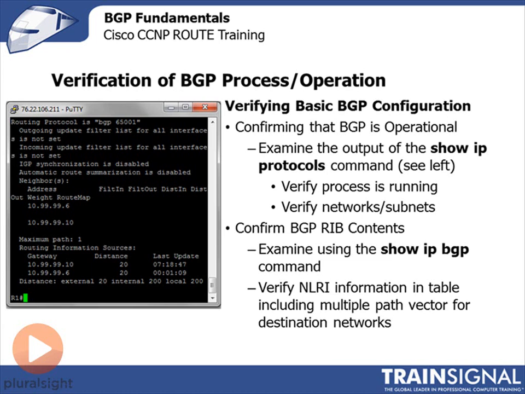First, it'll tell you whether the process is running or not, what the autonomous system number ID is, the networks or subnets that are involved, and some other settings like weight and local preference and things like that.